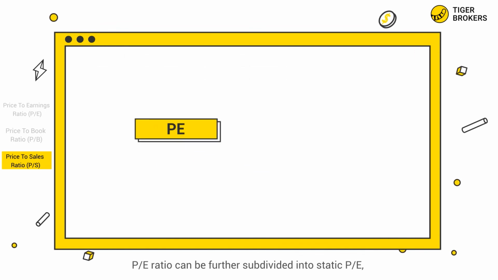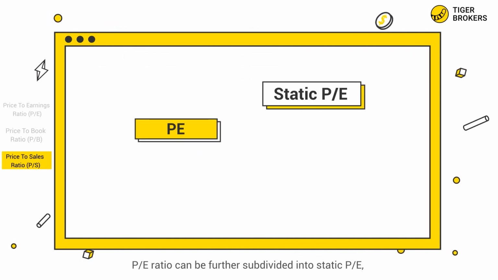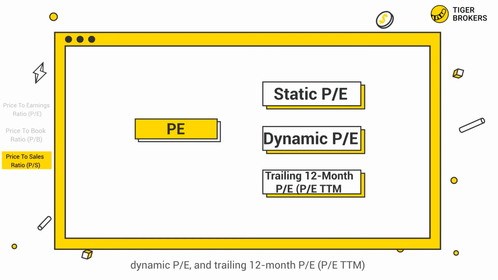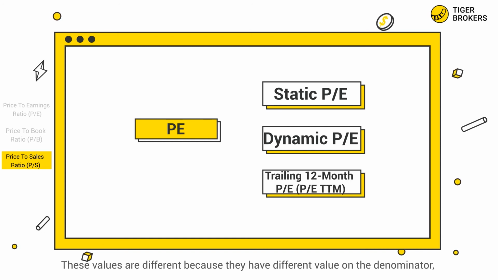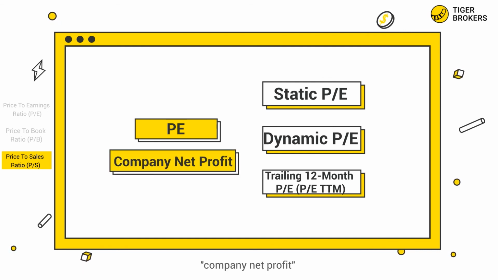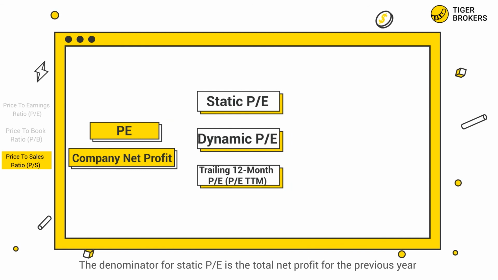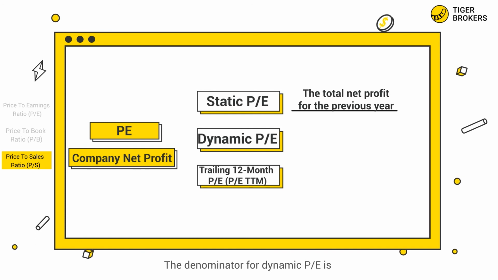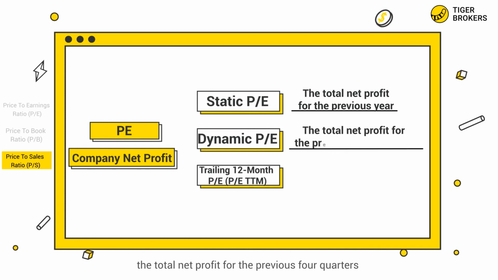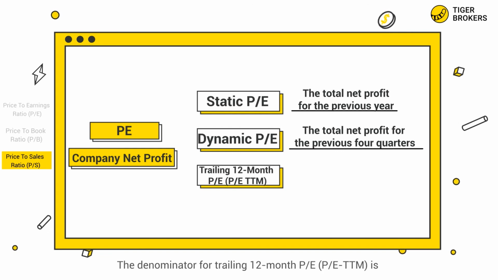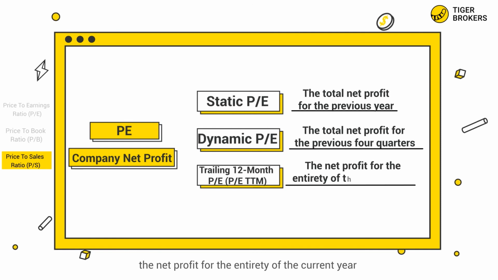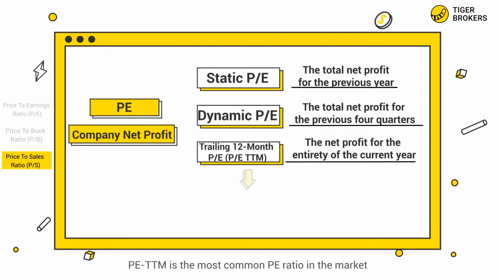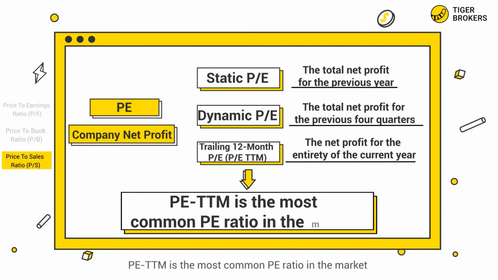PE ratio can be further subdivided into static PE, dynamic PE, and trailing 12-month PE. These values are different because they have different values in the denominator: company net profit. The denominator of static PE is the total net profit for the previous year. The denominator of dynamic PE is the total net profit for the previous 4 quarters. The denominator for trailing 12-month PE is the net profit for the entirety of the current year. PE/TTM is the most common PE ratio in the market.